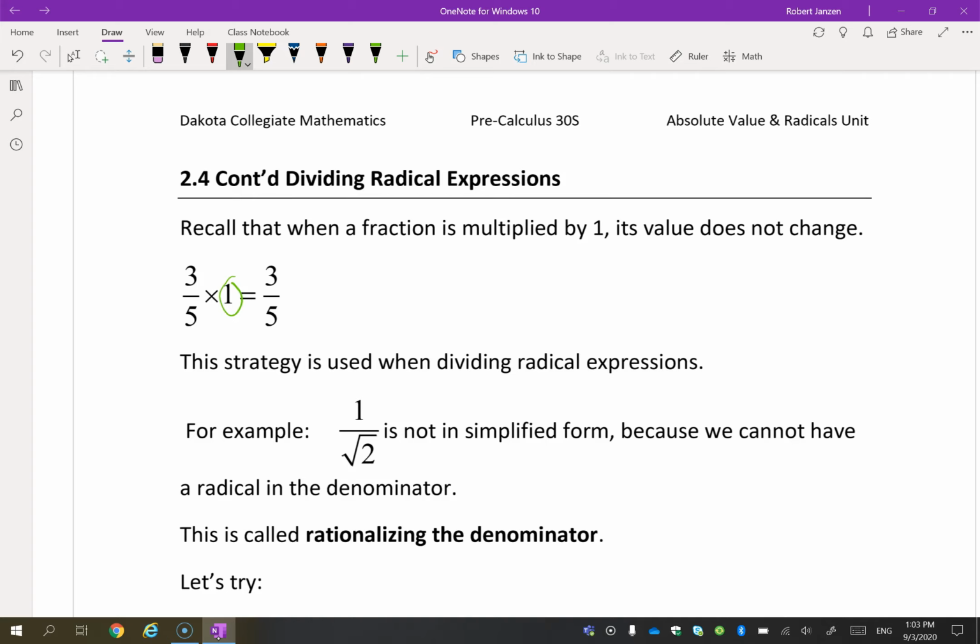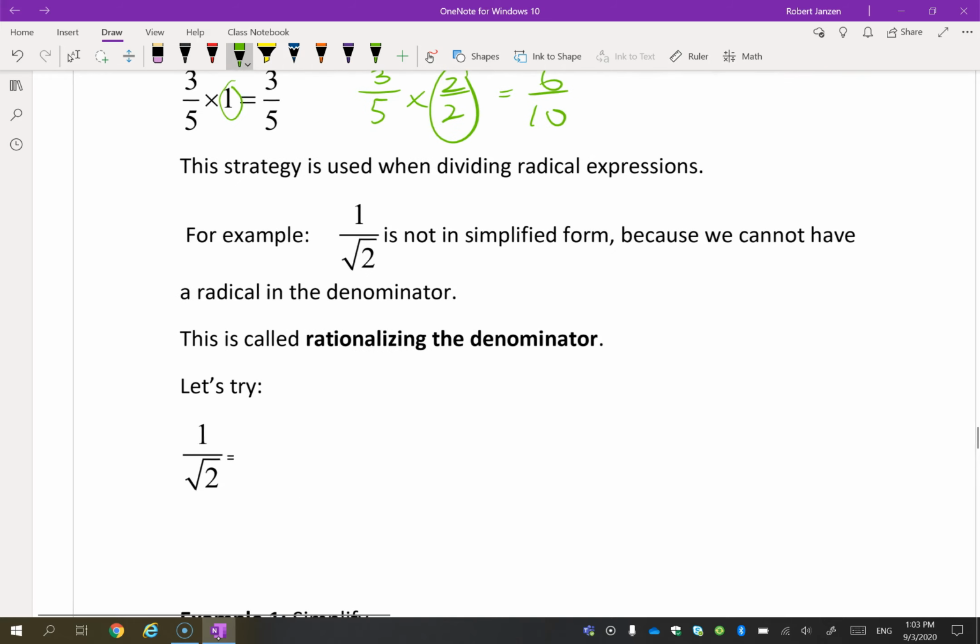And we can make that 1 look a little bit different. For example, if we said, let's multiply by 2 over 2. This is still 1, but now my fraction looks different. They are still the same, but they look different. This is something we're going to use with dividing radicals.